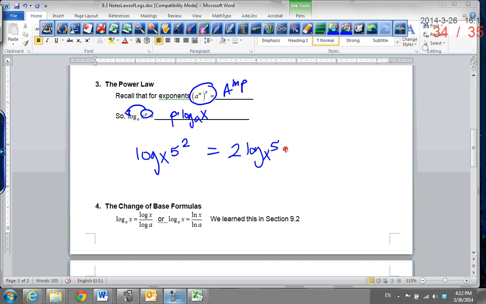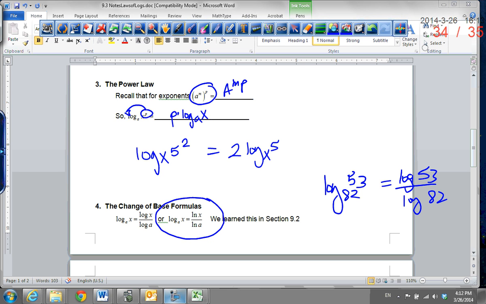Change of base we talked about yesterday. This is when we have some ugly number like log base 82 of 53 or something like that. We can't figure it out, so we rewrite it as log of 53 over log of 82. And you can use natural log too, it doesn't matter as long as you keep it the same.